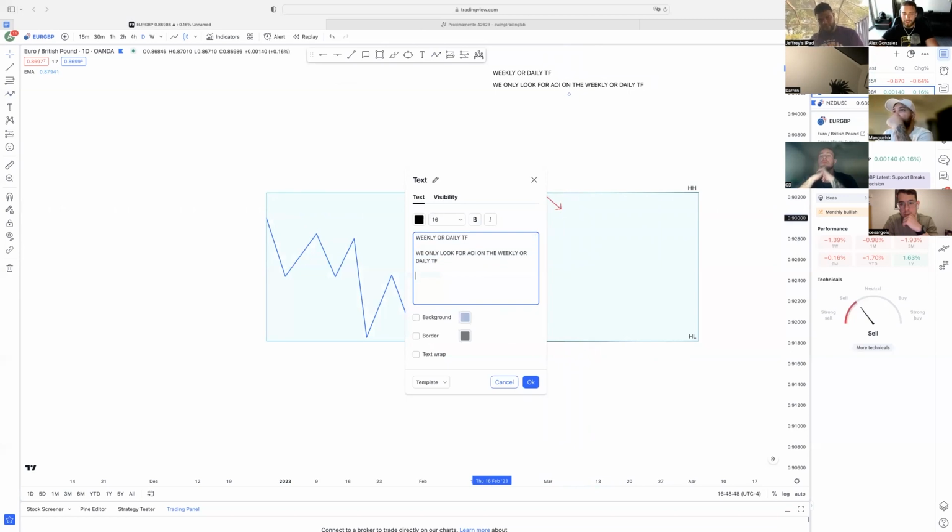So in order for you to have an area of interest, you need to have a minimum of 3 touches to mark it off as an area of interest.